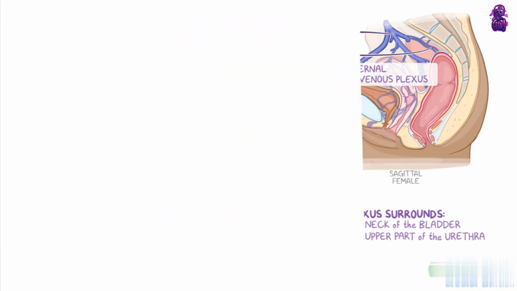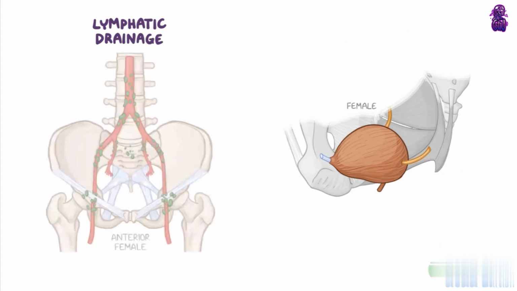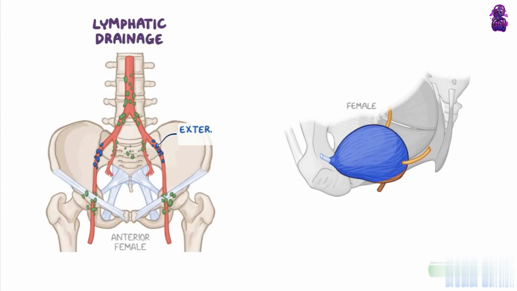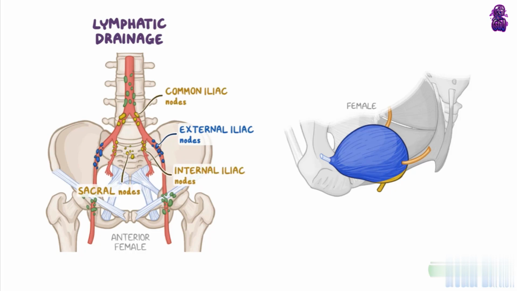The lymphatic drainage of the superior and lateral surfaces of the bladder drain to the external iliac lymph nodes. The drainage of the neck and the fundus of the bladder drain to the internal iliac, sacral, and common iliac lymph nodes. So we know that our bladder stores urine, but what happens when it's full?